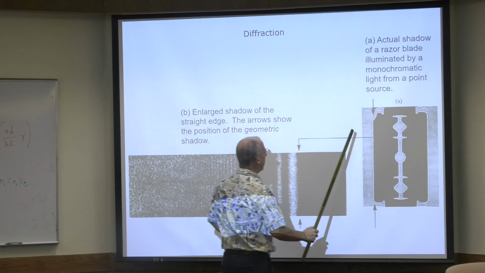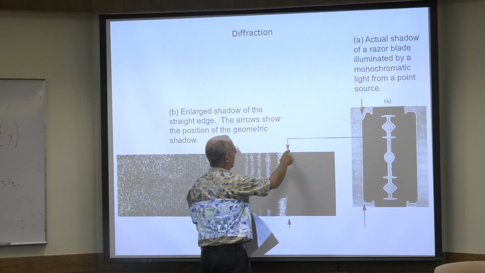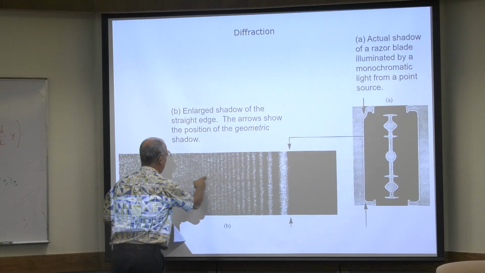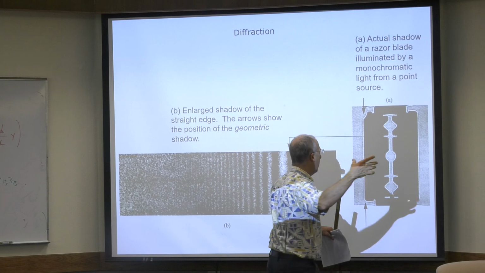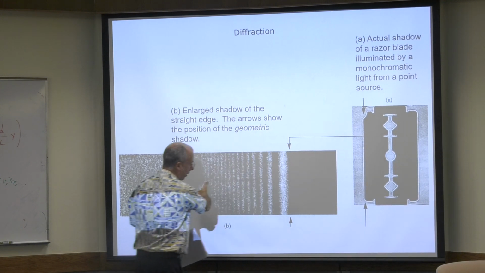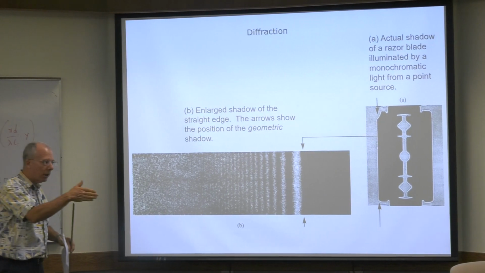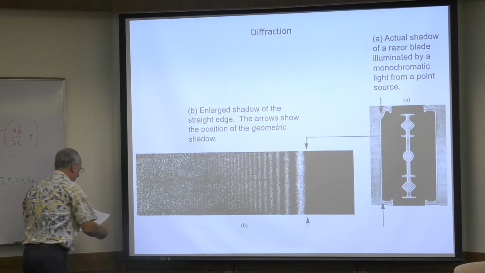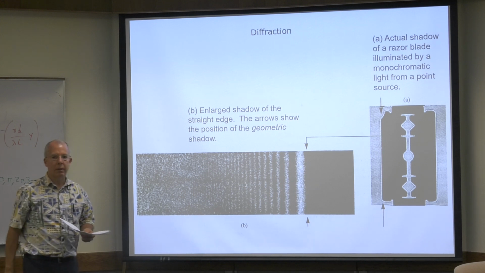Then they blow it up, they expand it. So this arrow is the same as this arrow. And what do you notice? You notice a pattern, right? Basically the light is coming in and going around this razor blade, creating this diffraction pattern. So that's what I mean. Diffraction is when it goes through a slit or when it goes around something. You see this pattern.